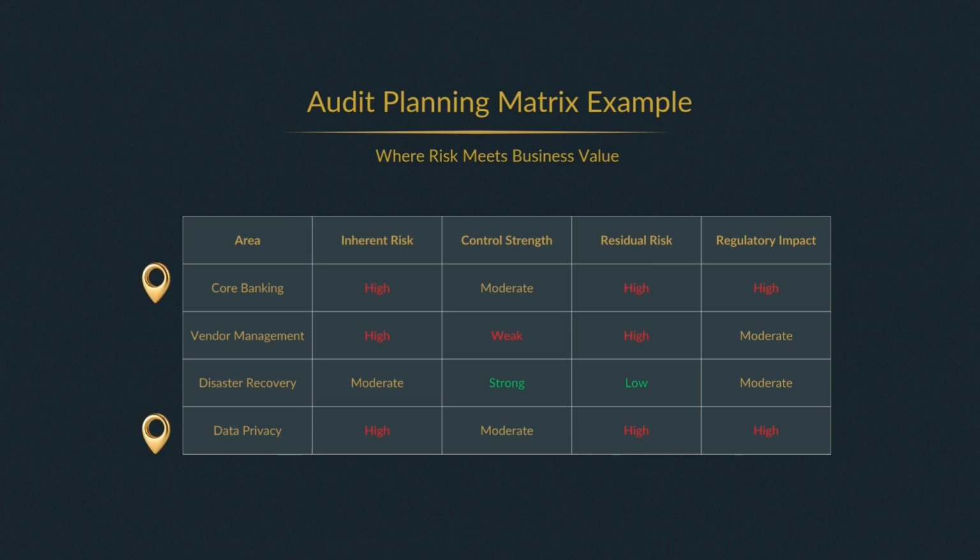Core banking and data privacy rise to the top. These become Tier 1 audits. DRP may move to next year. That's risk-based assurance, evidence-backed prioritization instead of intuition.